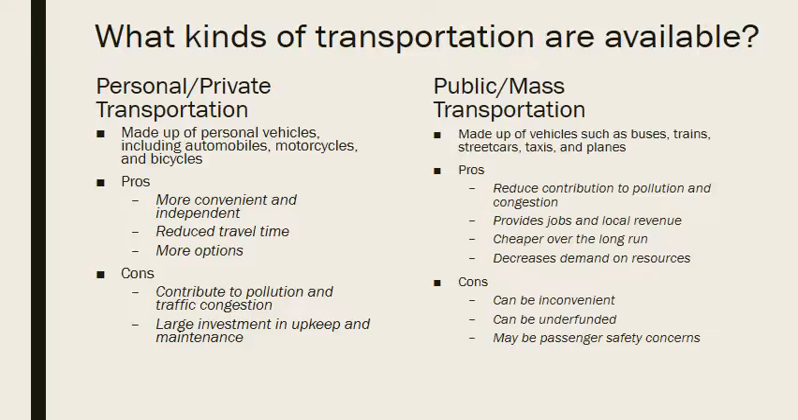The other side is public or mass transportation. These are things that are available to the general public, typically for some kind of fee. These are buses, trains, streetcars, taxis, and airplanes. Public transportation greatly reduces pollution and traffic congestion. It decreases the demand on particular resources, particularly petroleum, provides jobs and local revenue, and it's also cheaper in the long run than owning and maintaining a car.